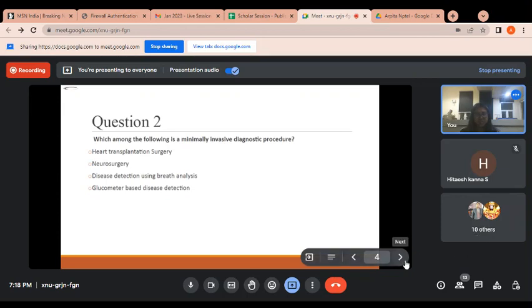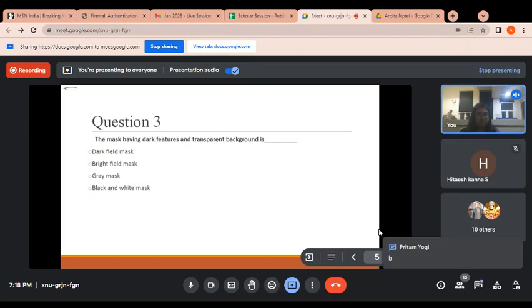So we are moving toward question number 3. The question is, the mask having dark feature and transparent background is dark field mask, bright field mask, gray mask, or black and white mask both. So please unmute yourself and try to give the answer. Okay, Pritam. Anyone else? Okay, you can unmute yourself and you can directly say the answer now. A.R. Venkataraman. Please unmute yourself and try to give the answer.